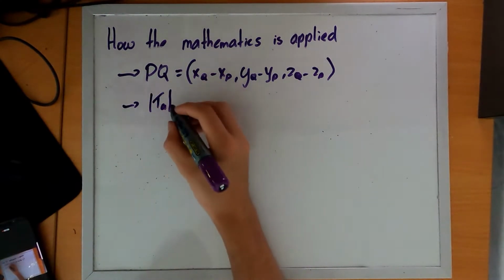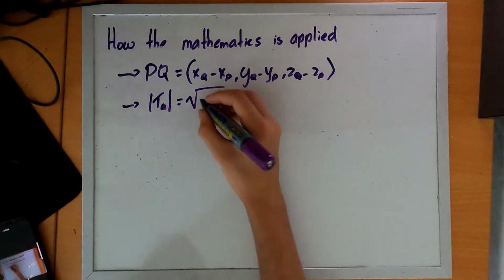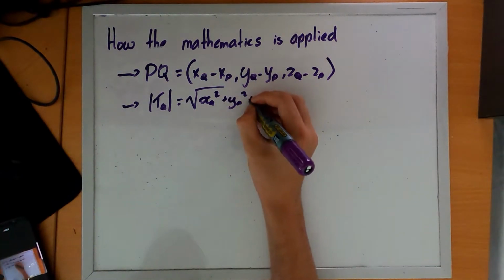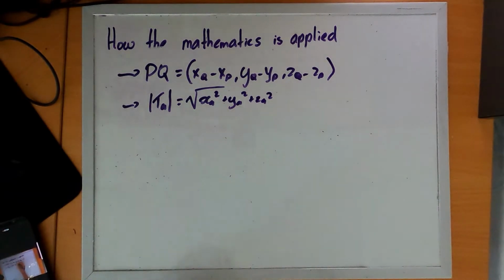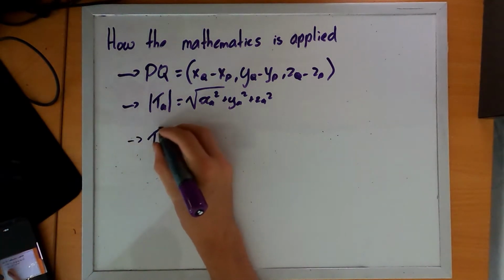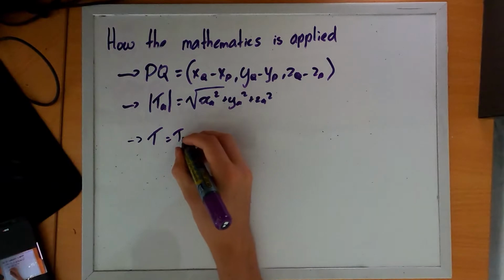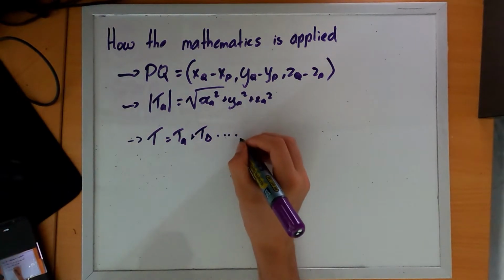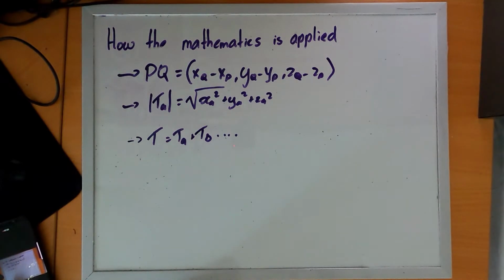is the tension in the cable, is equal to the square root of XA squared plus YA squared plus ZA squared. Then, to calculate the total force on the tower, we add the vectors. For example, the tension total is equal to tension in cable A plus tension in cable B, and so on. There we have the total tension in the tower.